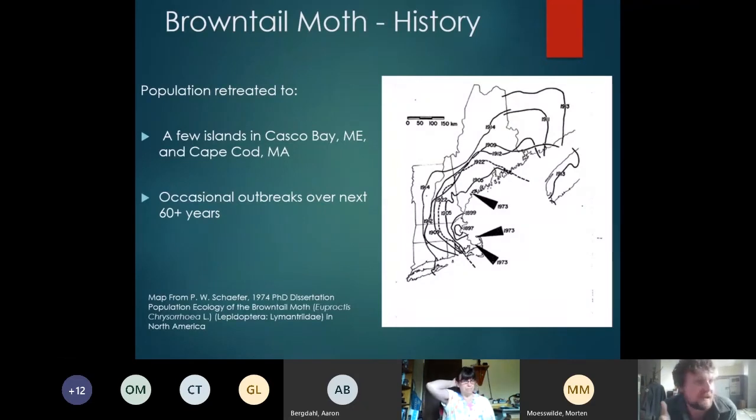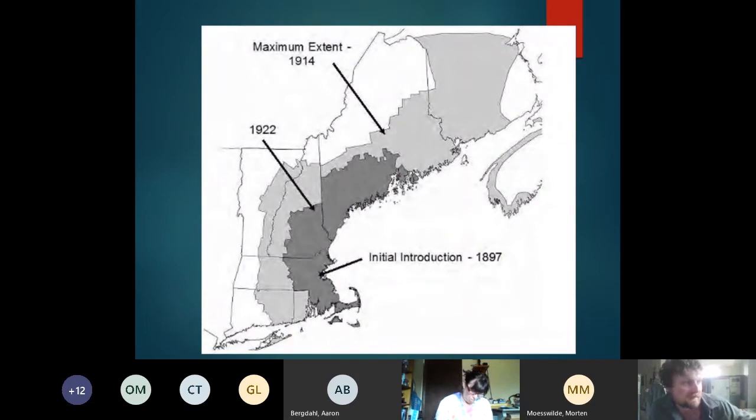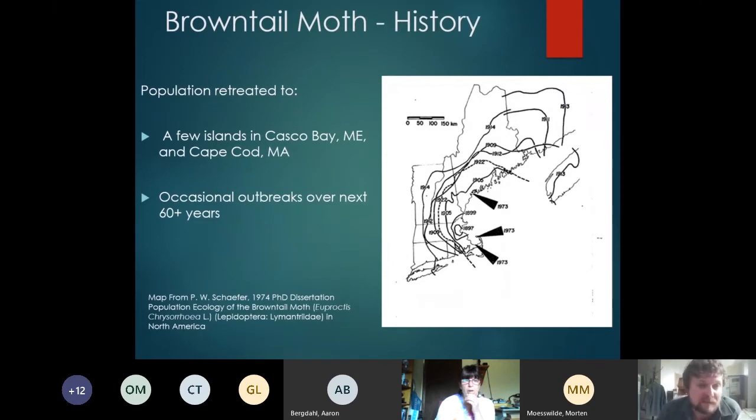So we had the maximum extent. In the late teens, early 20s, there was a population collapse, and so it basically went from this lighter shaded area, and then after the collapse, it sort of retreated back to this darker region by 1922, and then there was further reduction until it was basically just on a few islands off the coast of Maine, and also Cape Cod. And since that population declined in the late teens, early 20s, there were sporadic outbreaks and population reductions over the next 60 plus years.